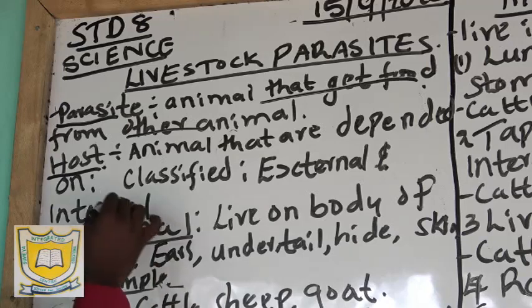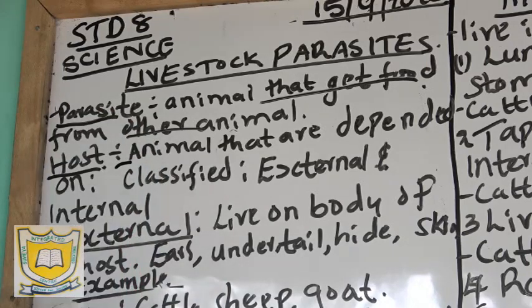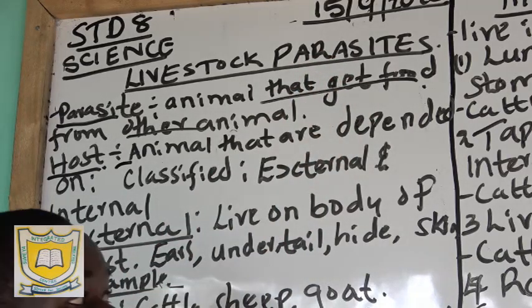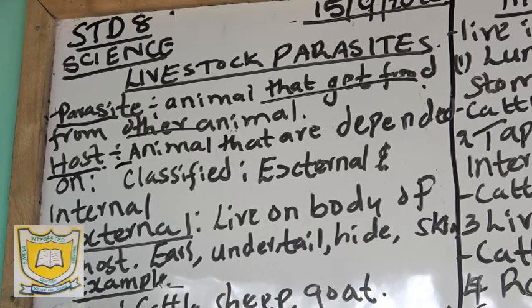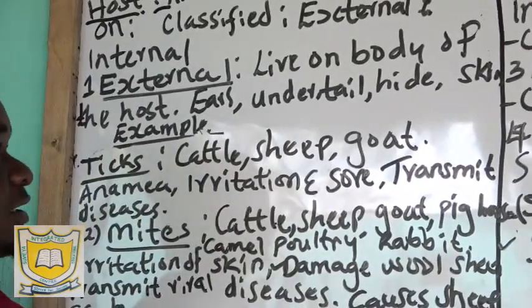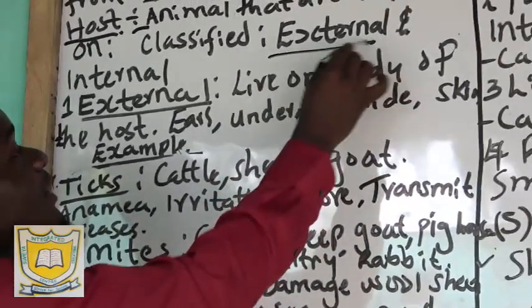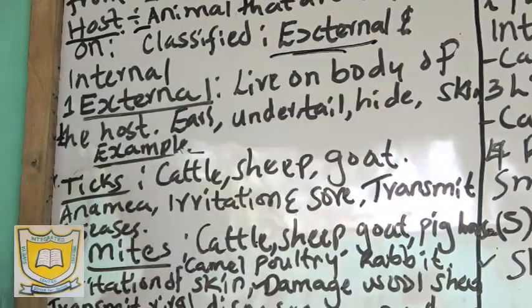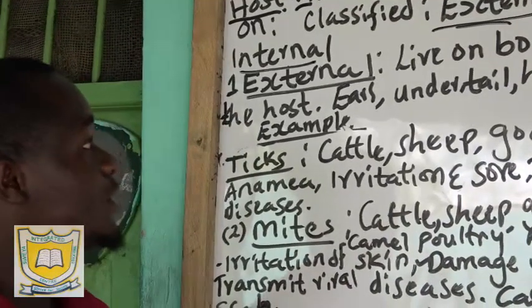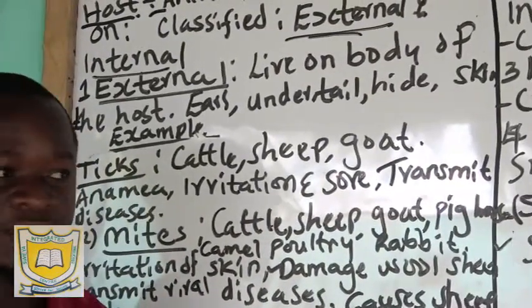After discussing the definition of a parasite and a host, we also have to distinguish and classify these parasites. We have those that are called internal parasites, and those that we call external parasites. When do we say a parasite is an external parasite? And when do we say a parasite is an internal parasite? Straight away, we are going to discuss external parasites.